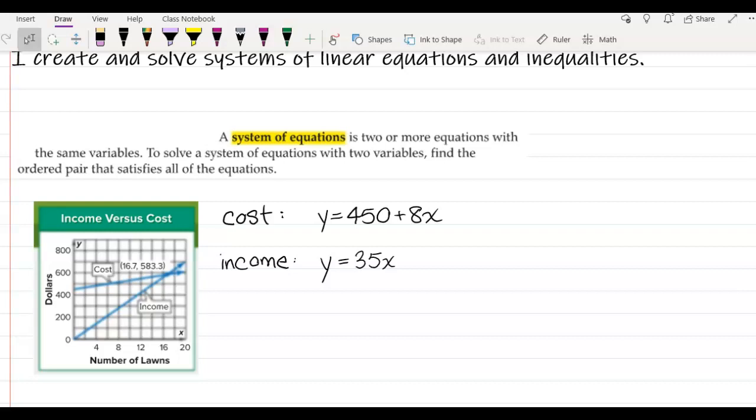Someone is mowing lawns to earn money. You make money by mowing lawns, but you also have to spend some money. You have to buy gas for your lawnmower. You have to buy the lawnmower that's going to do the mowing. There are costs associated as well as income. So we can explain the cost like this.